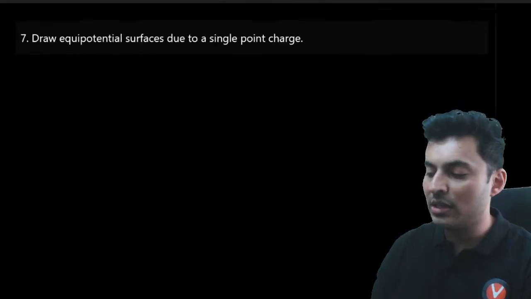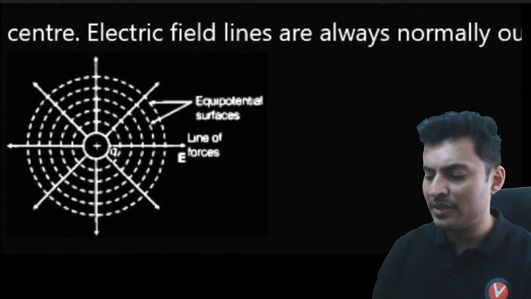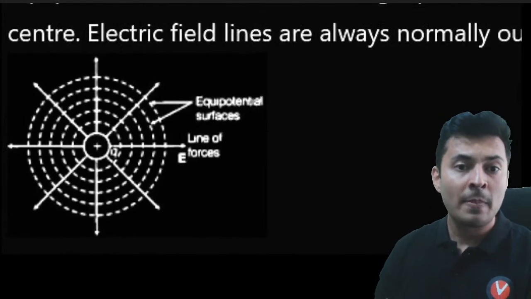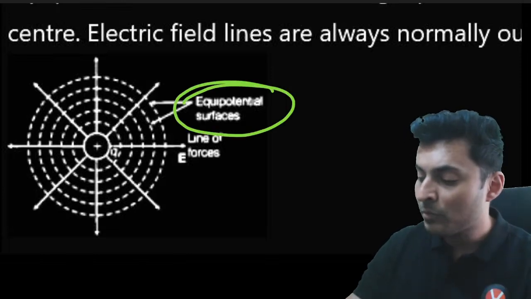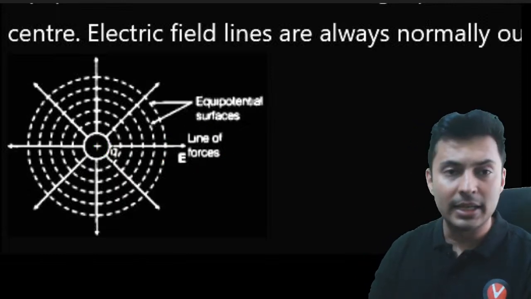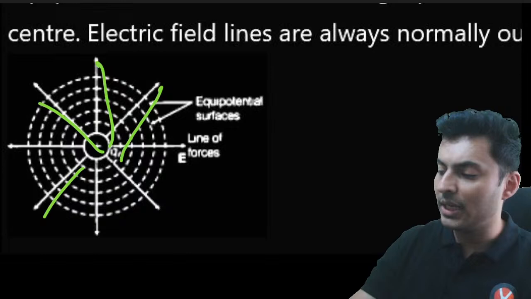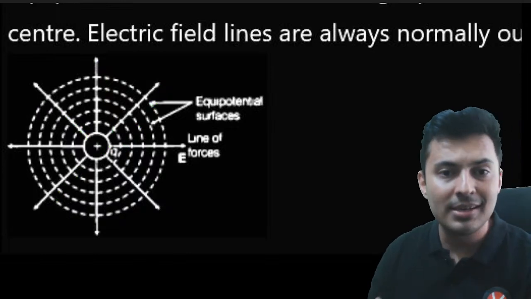Draw equipotential surfaces due to a single point charge. We just did it exactly like this. So, the same kind of question might come. And mark, label everything properly. This is the charge over here. And these are electric field lines which are going out or coming in. So mark and label those diagrams properly.